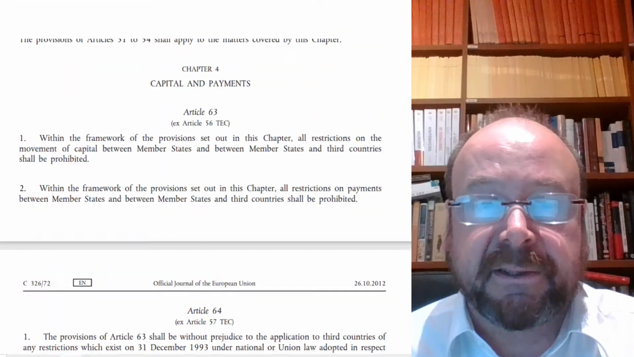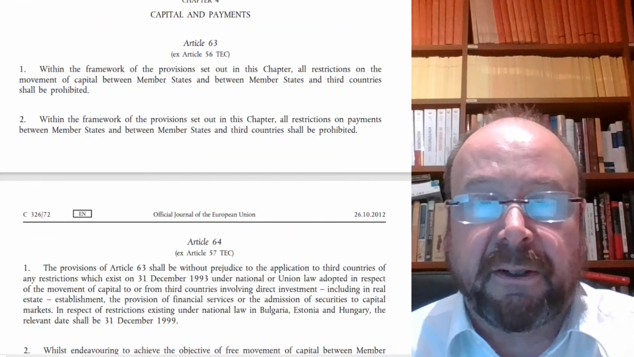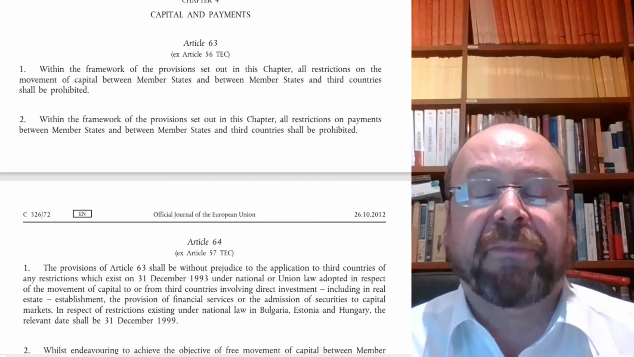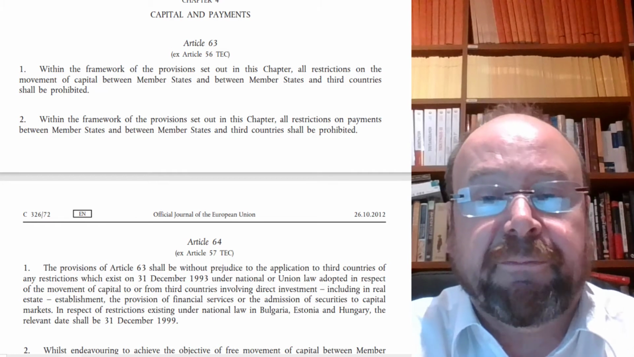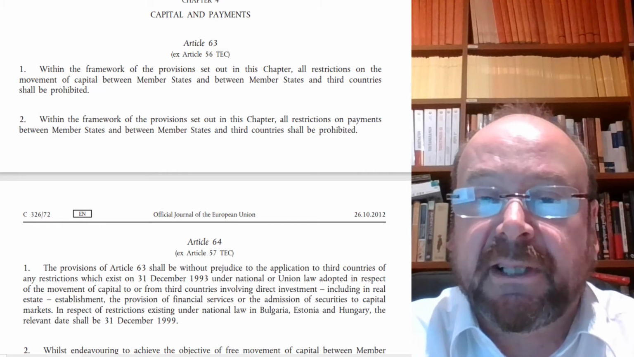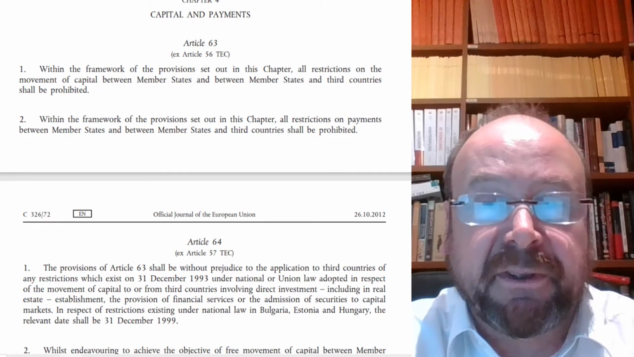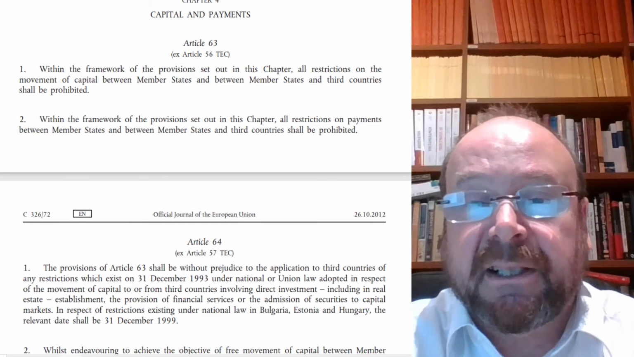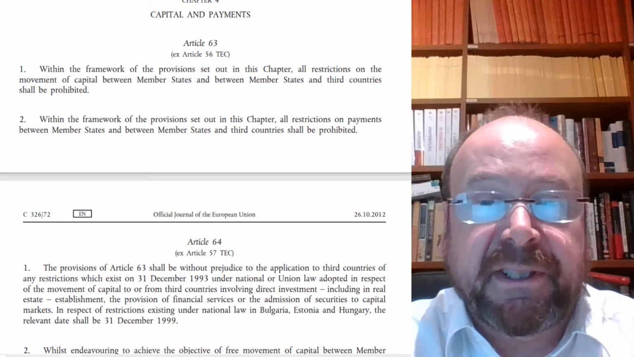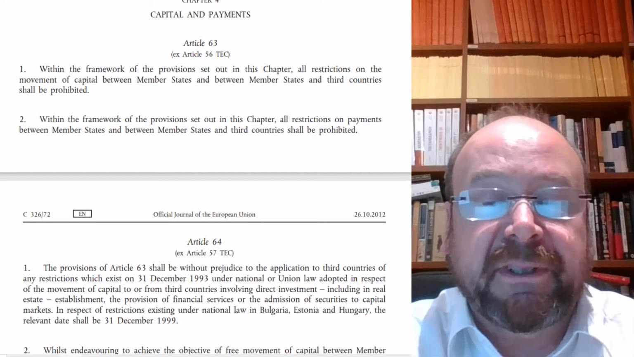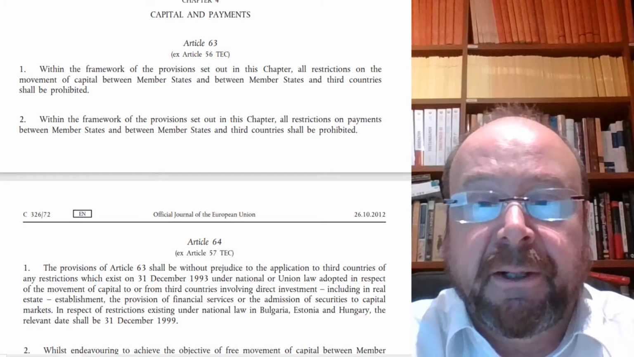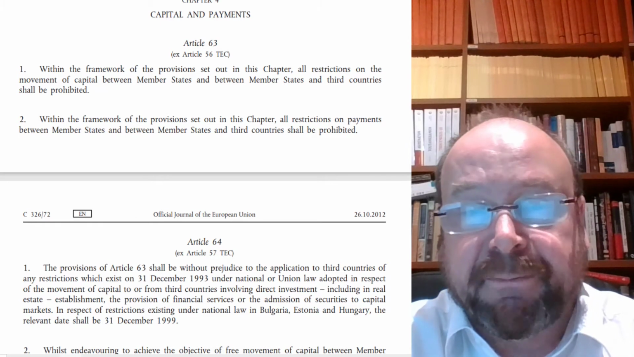Here it is. Now this is the really relevant area. Capital and payments. Article 63. Here you see a small hint. It has been renumbered several times in the course of history. And so when the Treaty on the Functioning of the European Union was still named Treaty on the European Community, it was Article 56.